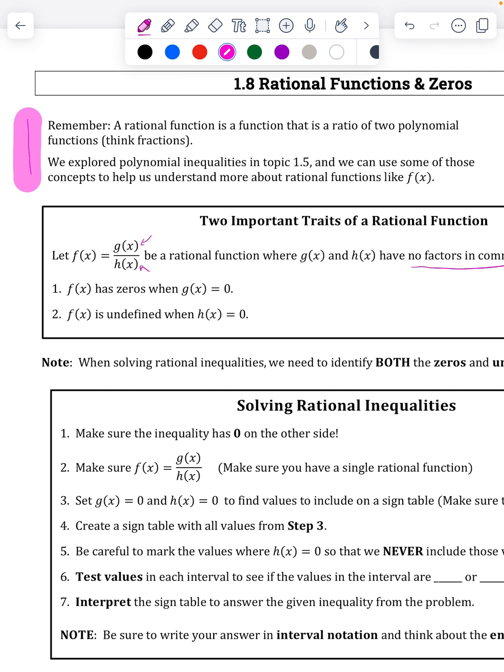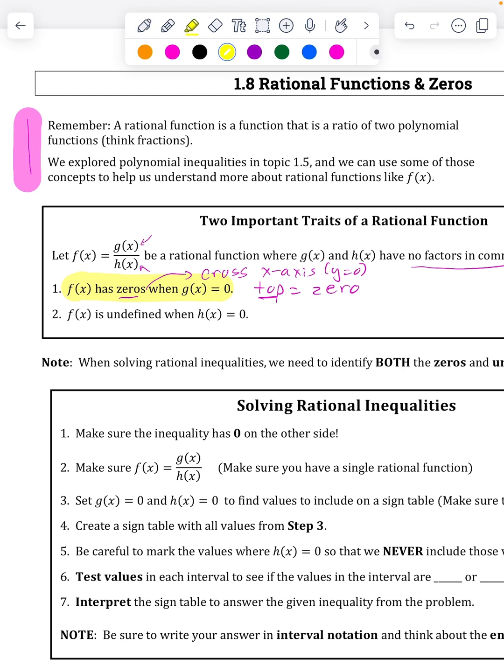And then there's two features of the graph that you need to know. You need to know that it will have zeros, keeping in mind that zeros are where it's going to cross the x-axis when you go to graph it, because your y value will be 0, and so it'll hit the x-axis at that spot. And that is when the top equals 0. So we're going to figure out when the top equals 0.